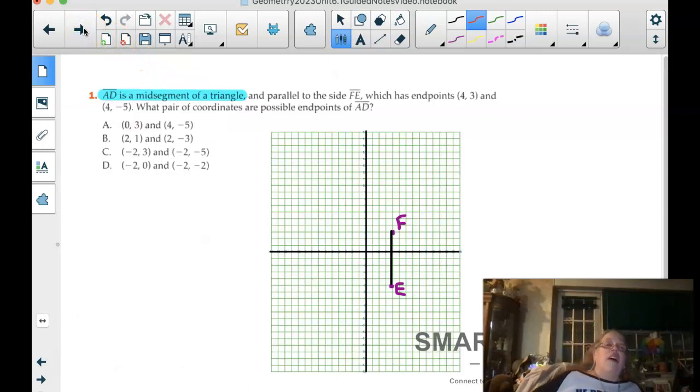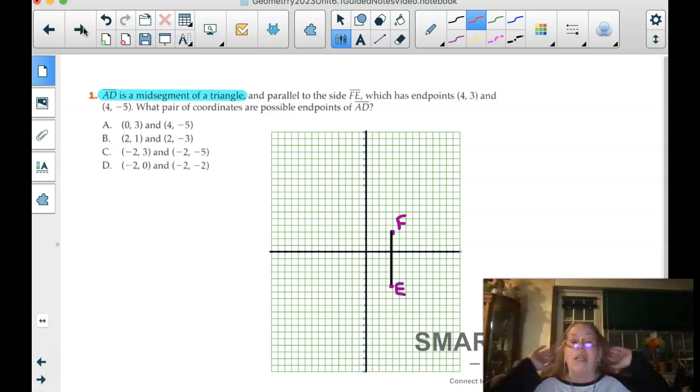Now, problem number 1 here says AD is a mid-segment of a triangle. Mid-segment, so think of what we just learned. We learned that it's parallel to the third side and half its length. And it's parallel to side FE, which has endpoints at (4, 3) and (4, -5). Which pair of coordinates are possible endpoints of AD?